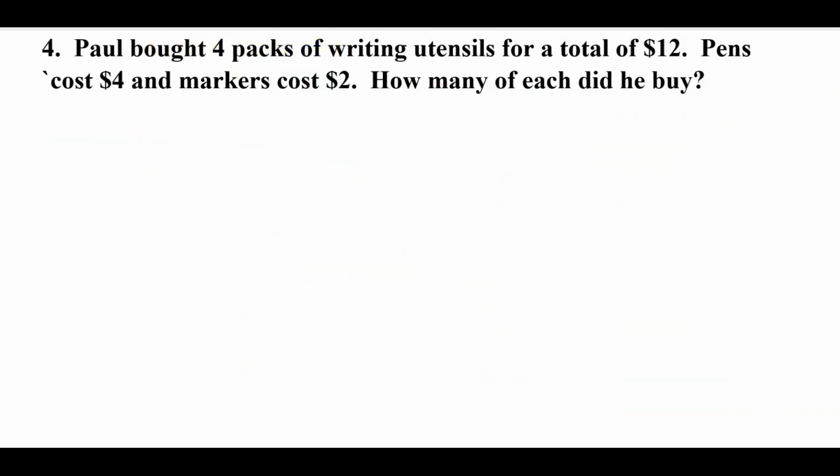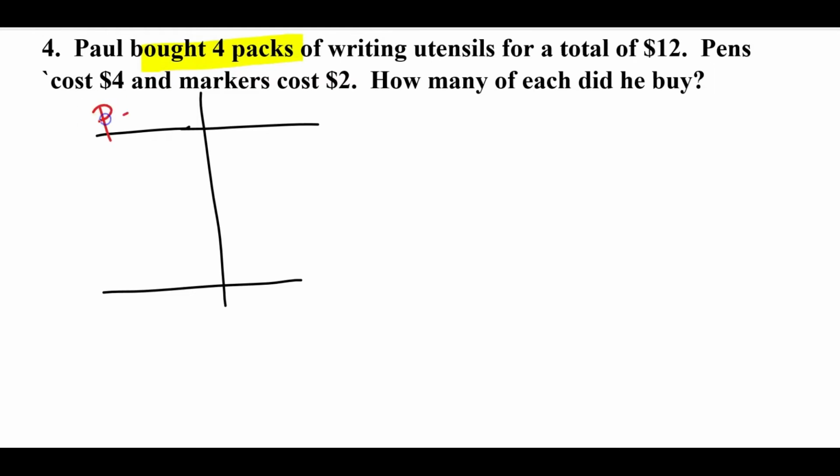So here again, we have a total of something that we're looking for, and we're talking about someone who's buying writing utensils. I'm going to do the t-table that we did before, so I'm going to create this little chart. What I want to figure out from that is, is there a total? Well, it says he bought 4 packs. That's a total. So when we're talking about packs that he purchased, we know that he got 4. Now when we go over to the next total, it says he spent a total of $12. So we know how much money he's spent. When we're talking about money that he spent, he spent $12.